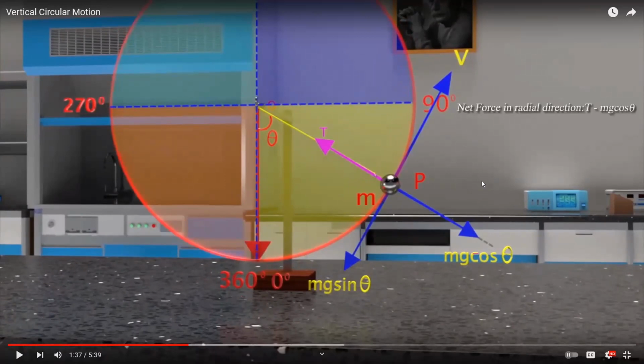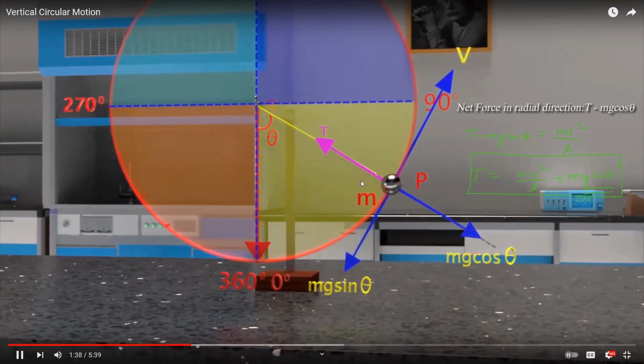So T minus mg cos theta is equal to the centripetal force. What is the centripetal force? mv square by L. So from this, tension is equal to what will happen, guys? mv square by L plus mg cos theta. So that is the tension at this point.